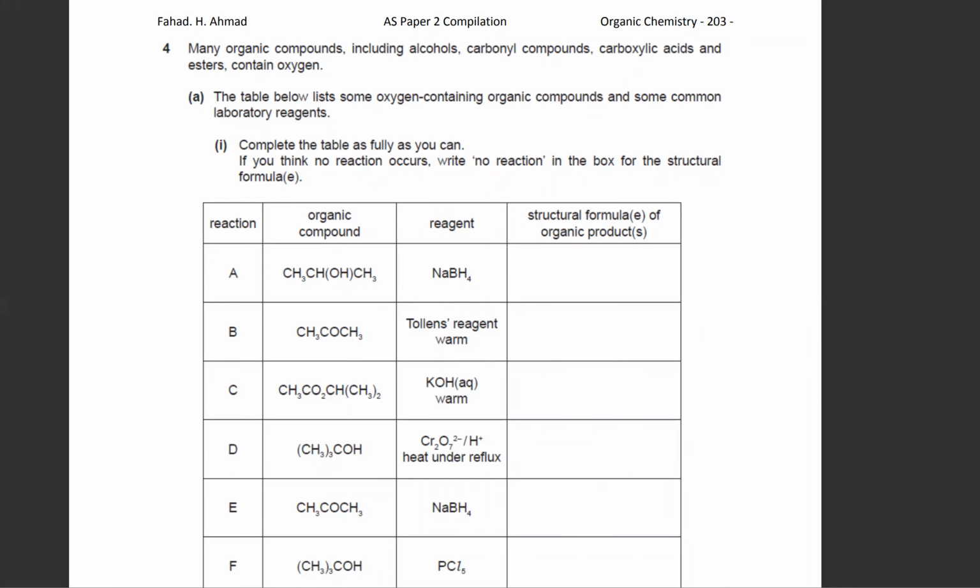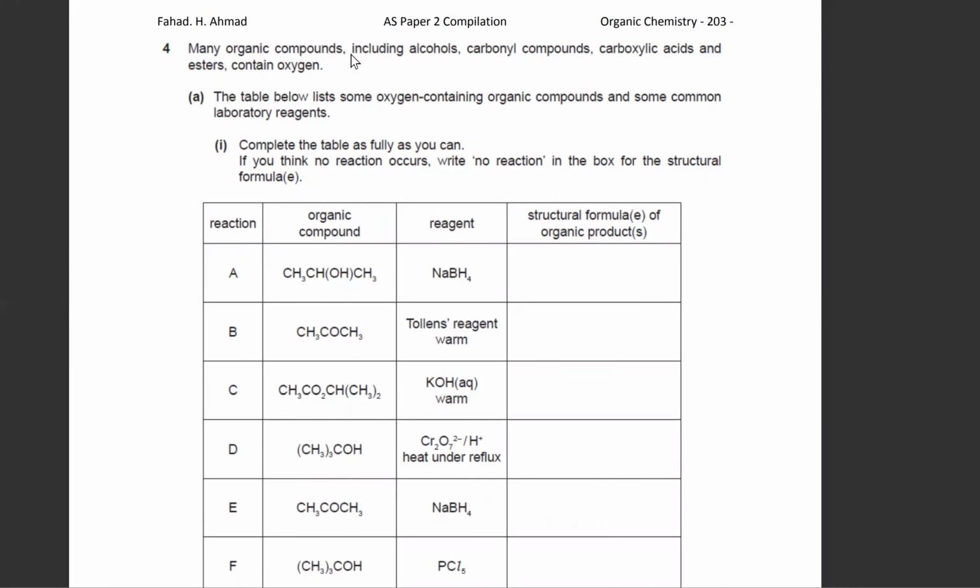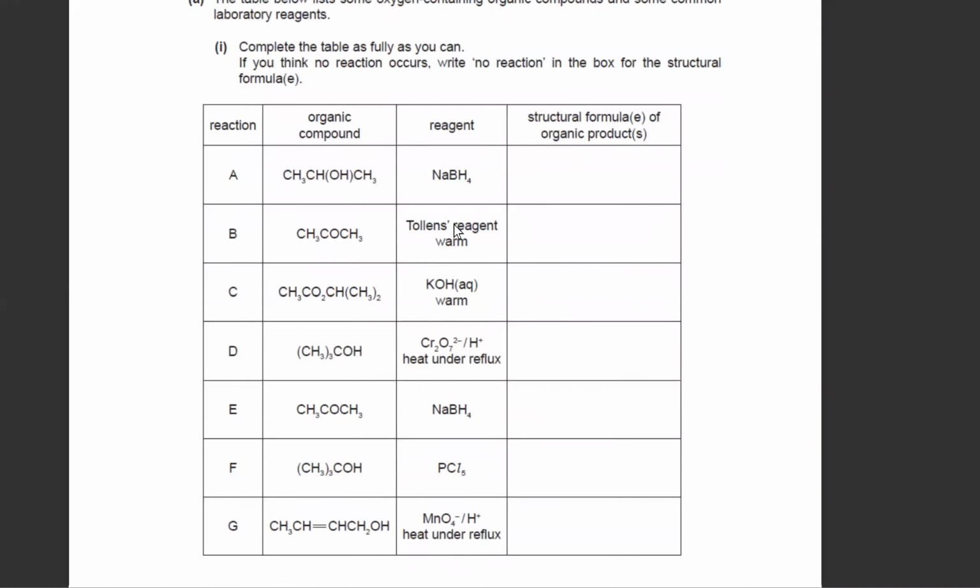Just starting with this one, he's saying that many organic compounds, including alcohol... I have the division chart with me. Okay, so starting with this, he's just asking for what will be the structural formula of the products that are going to be formed.